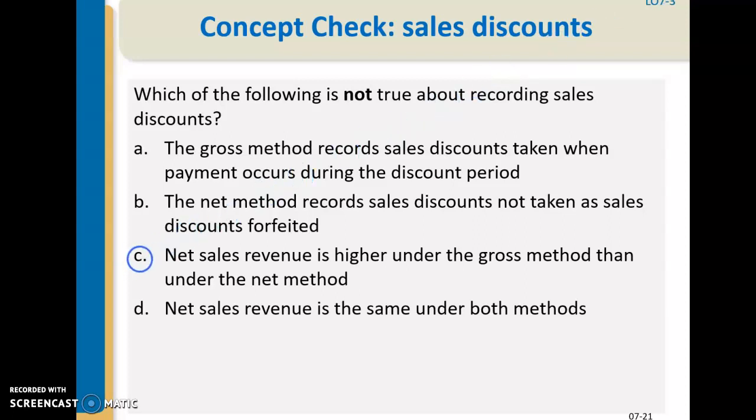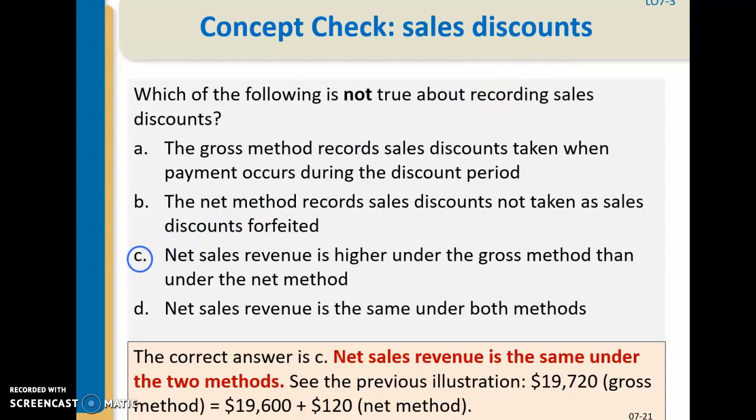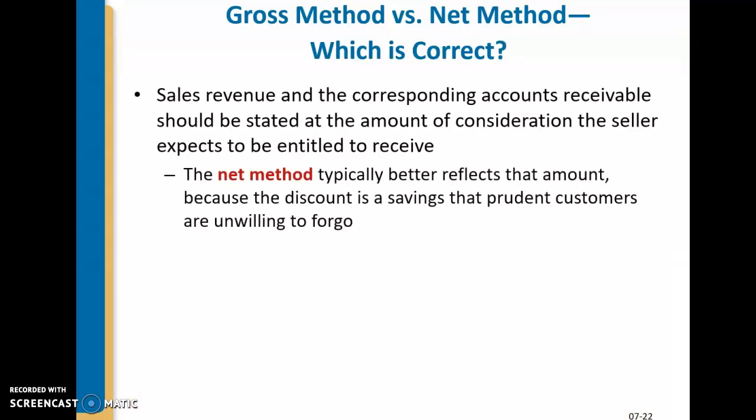The correct answer is C. The sales revenue is the same under both methods. So which method should a company use? Which one is correct? Sales revenue and corresponding accounts receivable should be stated at the amount of consideration the seller expects to be entitled to receive. The net method typically better reflects that amount because the discount is a savings that a prudent customer would be unwilling to forgo.